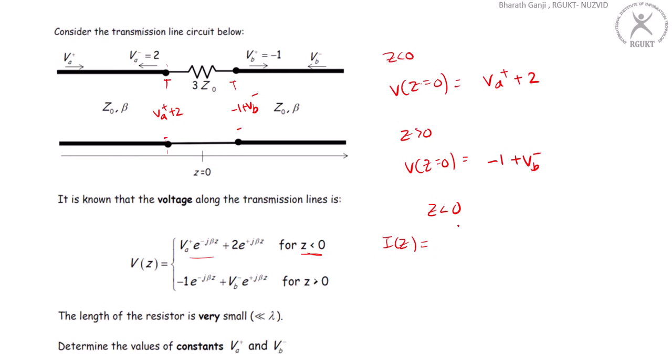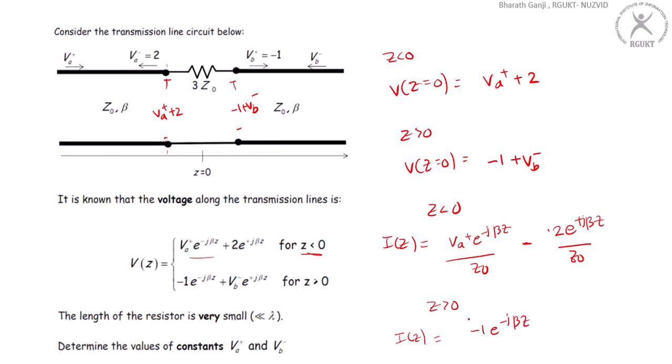So here Va plus is the forward wave. As the notation is already predefined here, I can say that the current is Va plus e power minus j beta z divided by Z naught, and minus Vb minus divided by Z naught times the backward wave, that is e power plus j beta z. So this is for z less than 0. So for z greater than 0, what will be the current equation? It's again minus 1 e power minus j beta z.